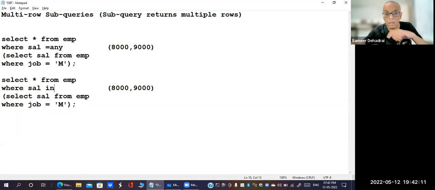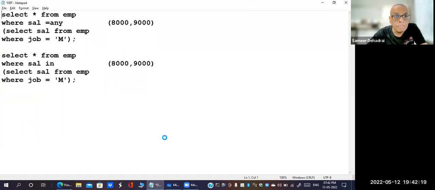Done. Now, let me show you a third solution. IN is faster than ANY. This we had discussed earlier. IN is faster than ANY. Why? Because ANY is overloaded. ANY is overloaded. IN is faster than ANY.